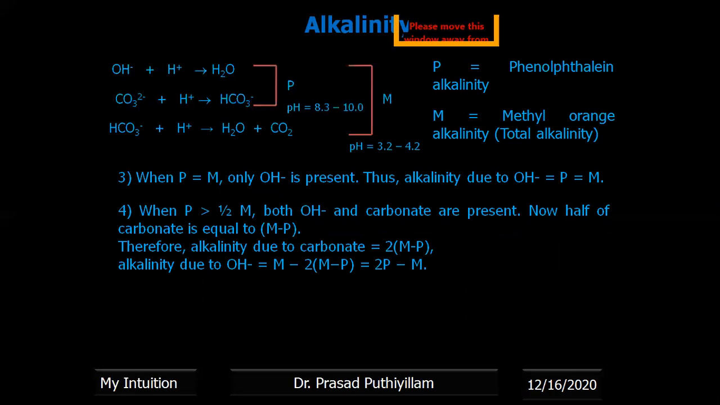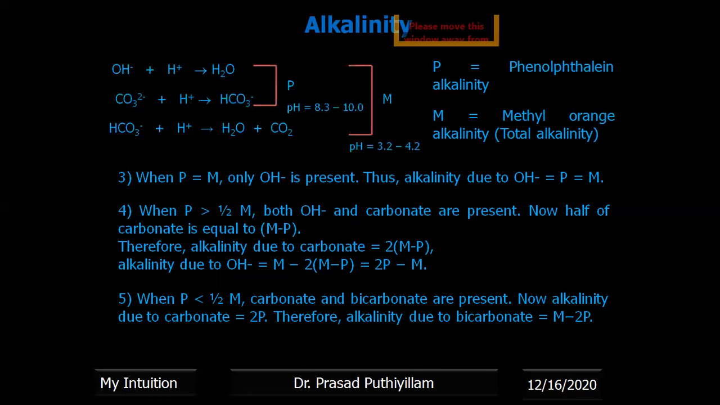If the phenolphthalein alkalinity is higher than half of the methyl orange alkalinity, or total alkalinity, that means both OH minus and carbonate are present. Now half of the carbonate is equivalent to M minus P. Therefore, alkalinity due to carbonate is 2 into M minus P, and alkalinity due to OH minus is M minus 2 into M minus P, which can be rewritten as 2P minus M.